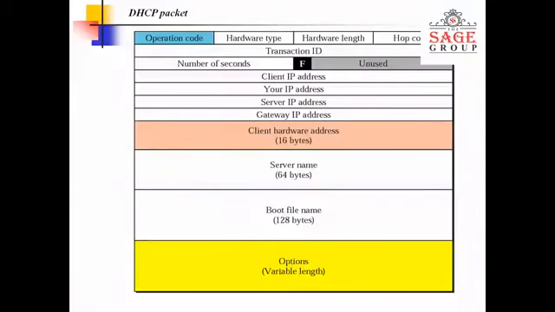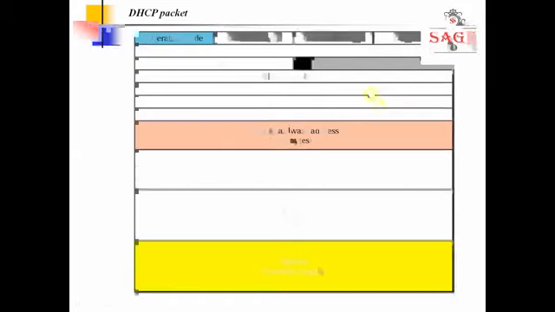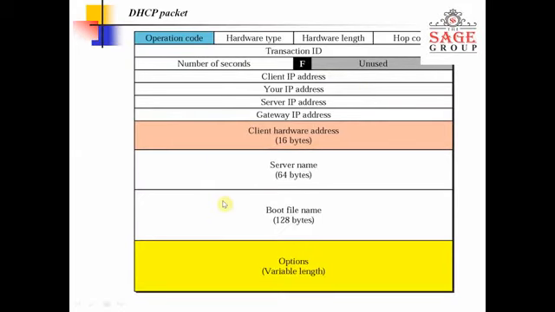This is the packet format for DHCP. Now see this. From this point to this, there are 32 bits. It is divided into 4 equal parts, that is 0 to 8, 8 to 16, 16 to 24, and 24 to 32. This is the packet format for DHCP. With the help of this, it provides IP and transfers the IP.